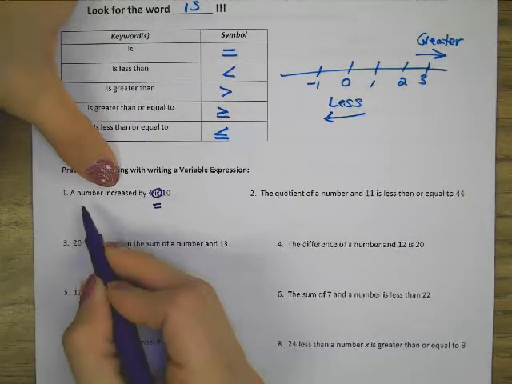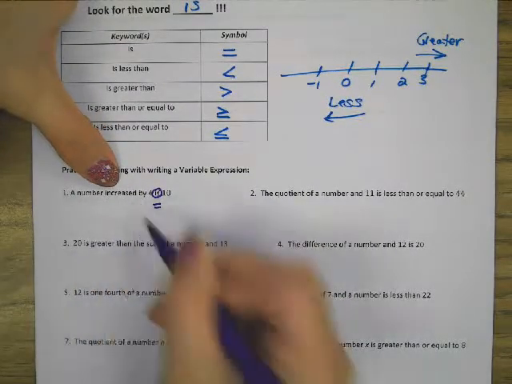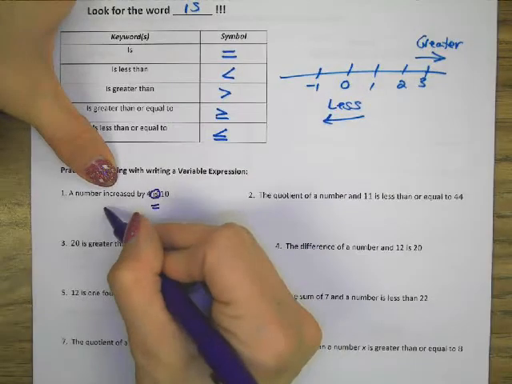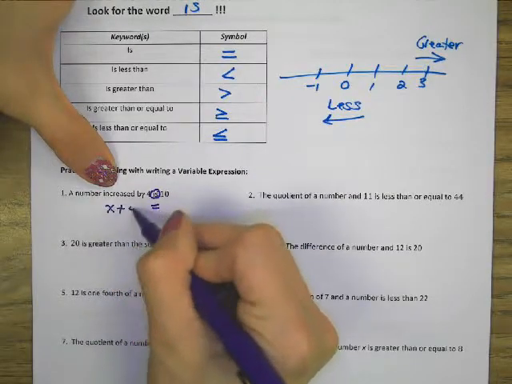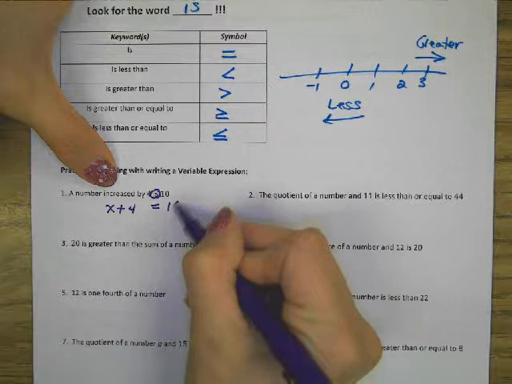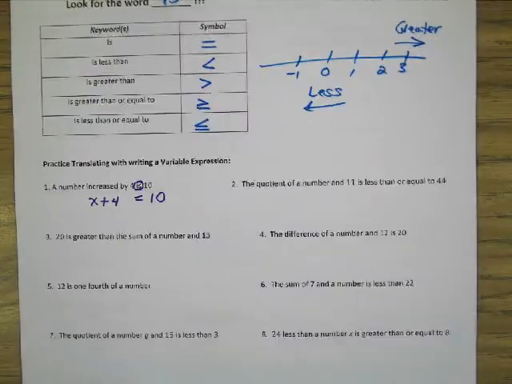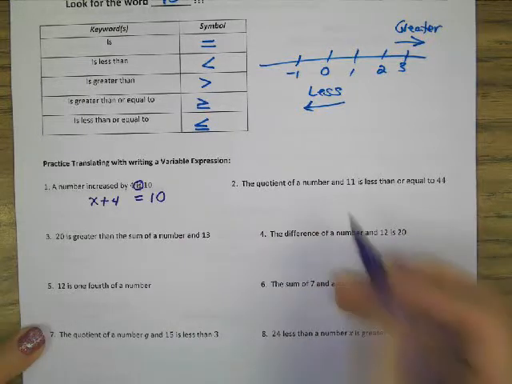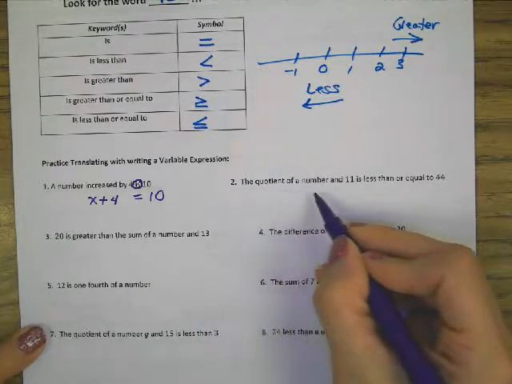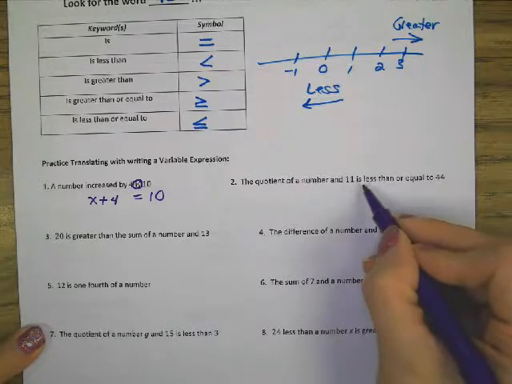Okay, number 2. Let's look for the word is. The quotient of a number and 11, oh, here it is: less than or equal to. This is a big one. Just circle all of it, and that gets the less than or equal to symbol. The right-hand side is super small, 44.